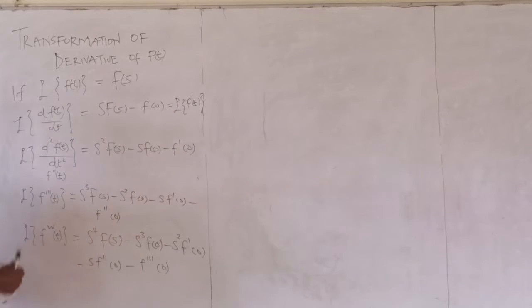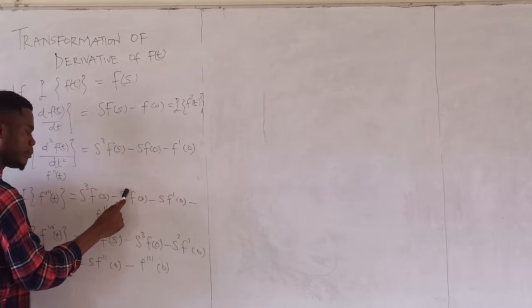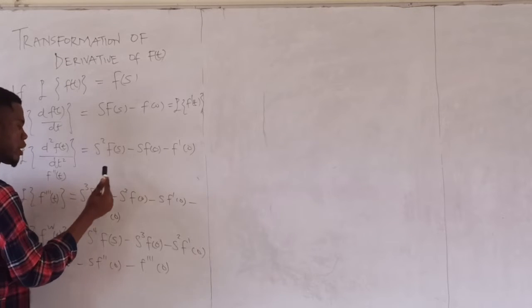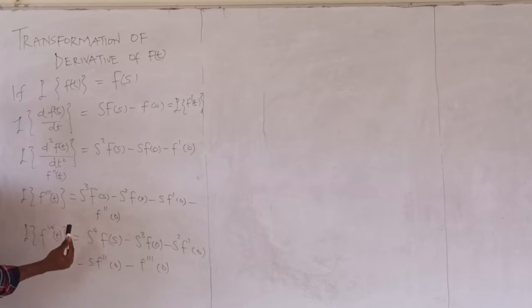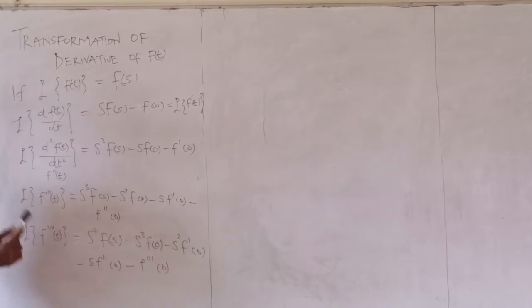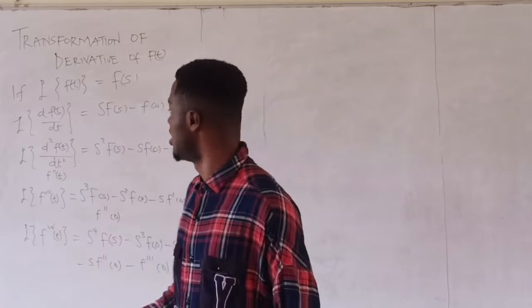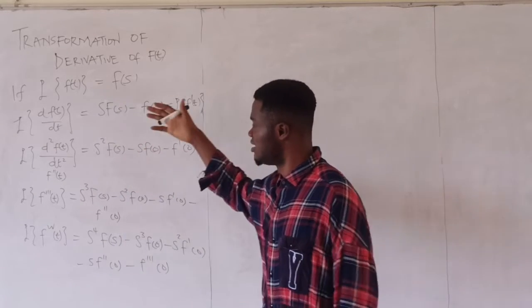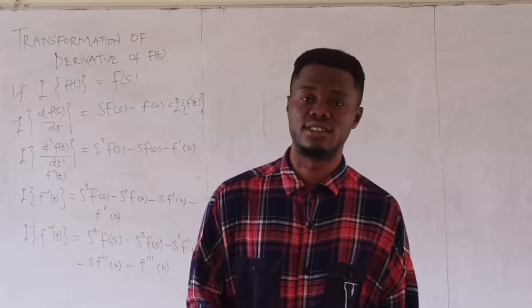So the third one, the same thing: the s kept on reducing, s to the third power, to the second power, to the first power, and to the 0 power. As well, the f also increased in its differential. Likewise, the fourth differential. So this is just the pattern that you can easily decipher, the Laplace of the derivative of f of t.